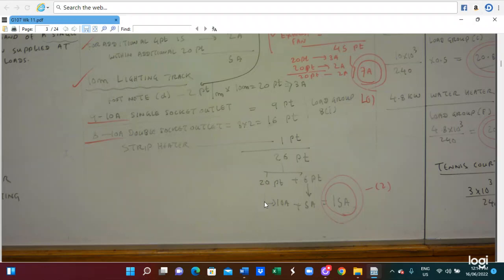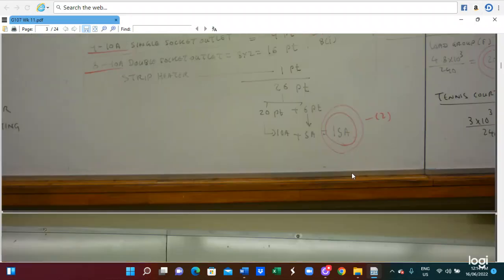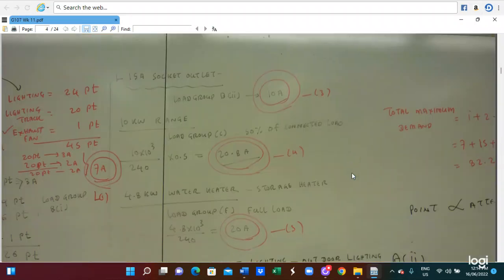For the socket outlet, the load group is B1. For the first 20 points, the current is 10 ampere. The additional 6 points are within the next 20 points, so that is 5 ampere, so the current will be 15 ampere. This is for all the socket outlets, the total current is 15 ampere. So this is the way we calculate.